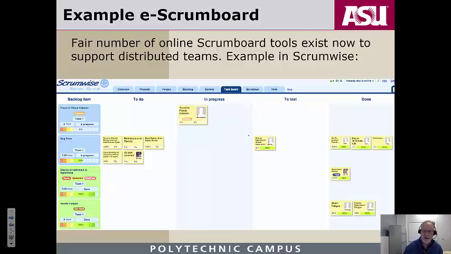So here's an example, and this one's a little bit more readable. This is an actual project of mine, a research project, and let me explain what this Scrum board represents. First, backlog items. These are the items on the sprint backlog. All right, these things that exist in this column, these things are called user stories.